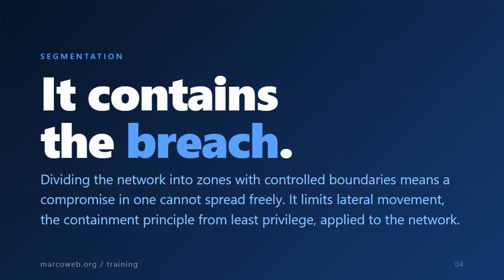Segmentation divides the internal network into zones with controlled boundaries between them, so traffic between zones is filtered and a compromise in one cannot spread freely to the others. It limits lateral movement. The attacker who lands on a laptop is confined, not handed the finance servers and the domain controller. This is the containment principle from least privilege, applied to the network.